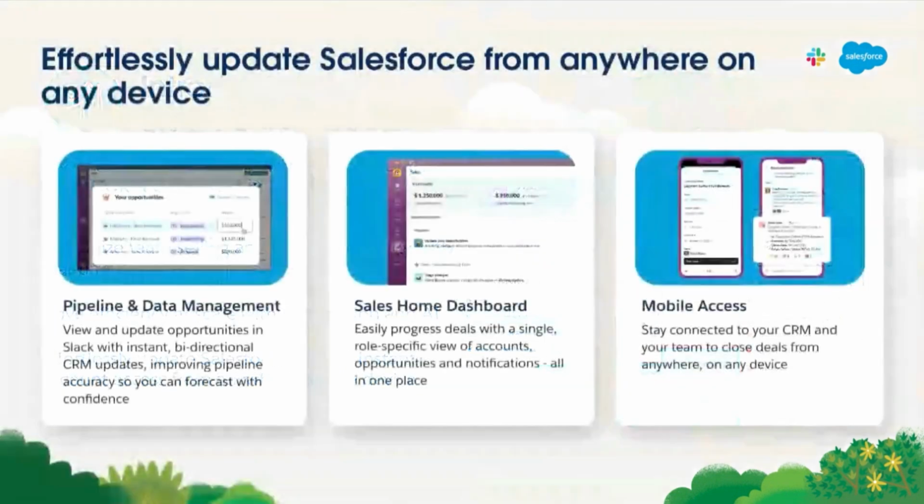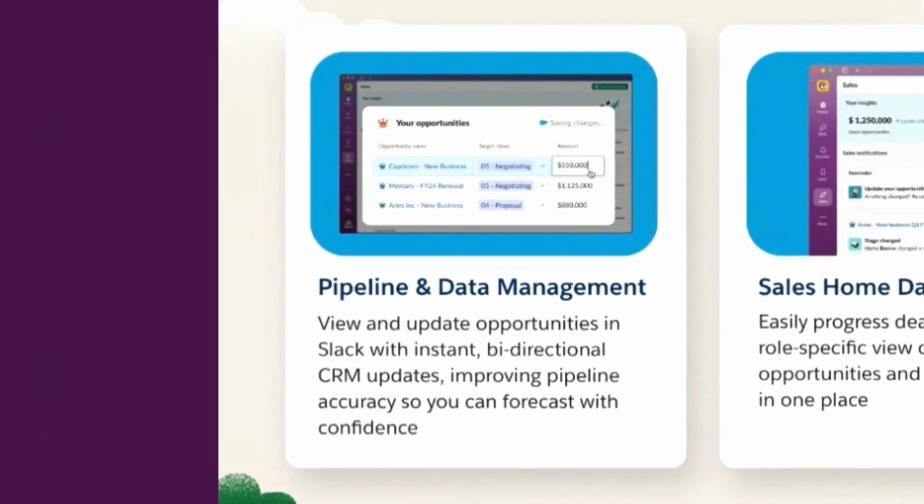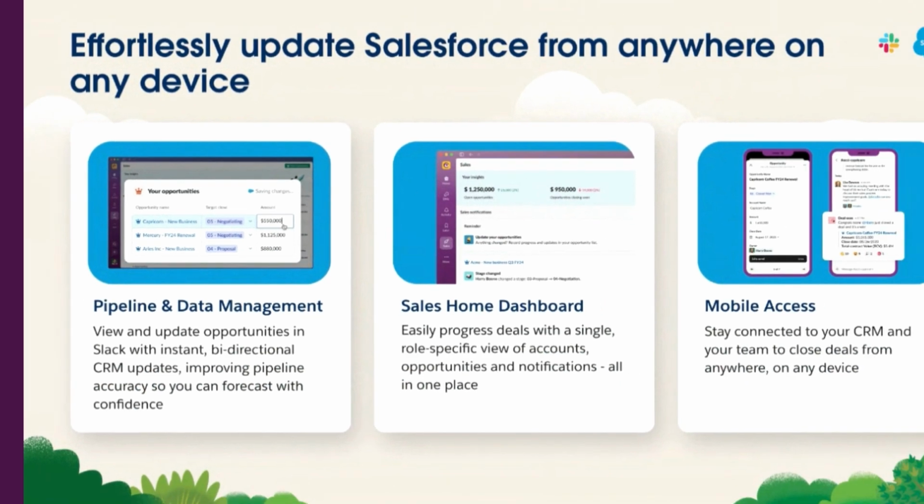For sellers, using Elevate, updating Salesforce becomes seamless from any location and any device. Here's how it works. Starting with pipeline and data management, sellers and their managers or leaders can easily view and/or update opportunities directly in Slack, ensuring instant two-way CRM updates. This not only enhances pipeline accuracy, but also empowers teams to make confident forecasts.